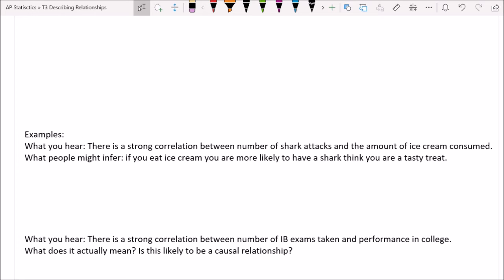These are real, true things. Okay, there is a strong correlation between the number of shark attacks and the amount of ice cream consumed. That's for a given month, by the way. So in a month where there's a lot of shark attacks, there's also a lot of ice cream that's consumed.